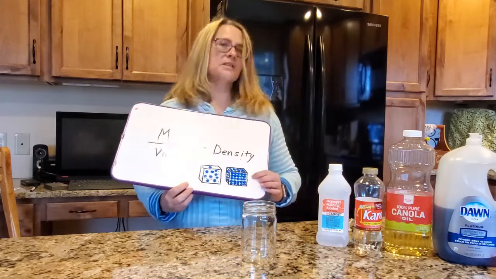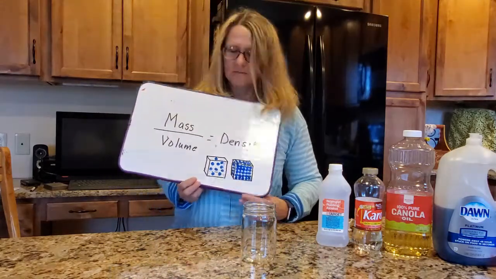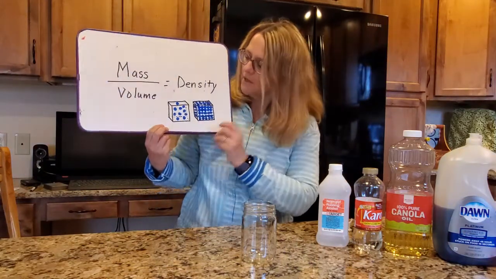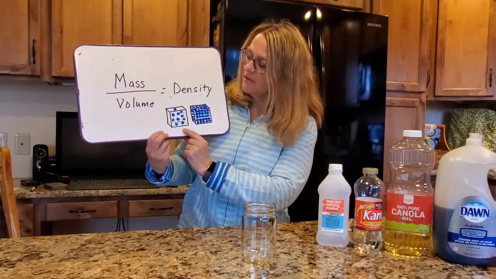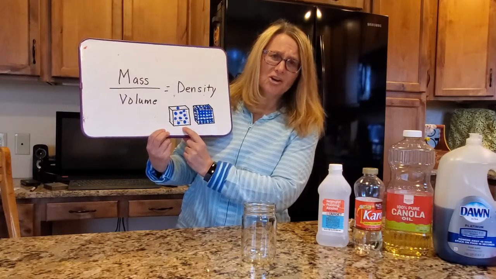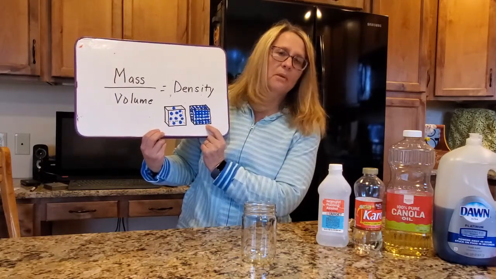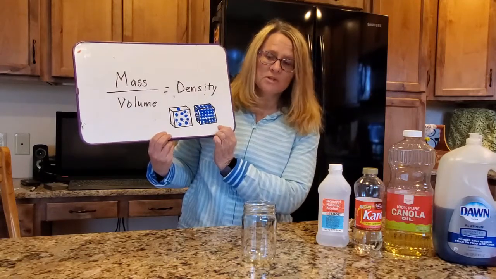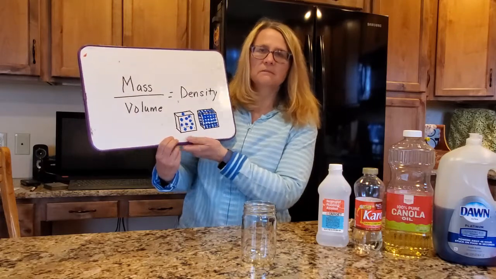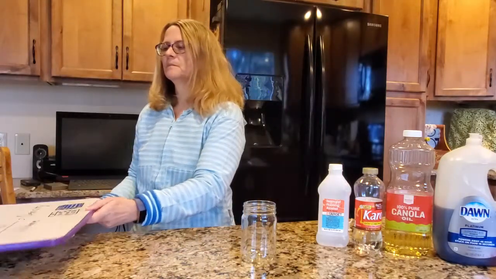So let's take a look at this little example here. Can you see that good? Okay. So we've got two cubes that are the same size, but one of them has maybe 10 dots in there, I think. This one has maybe 100 little blue dots in it. So this one is much more dense than this one. This one has a lower density.